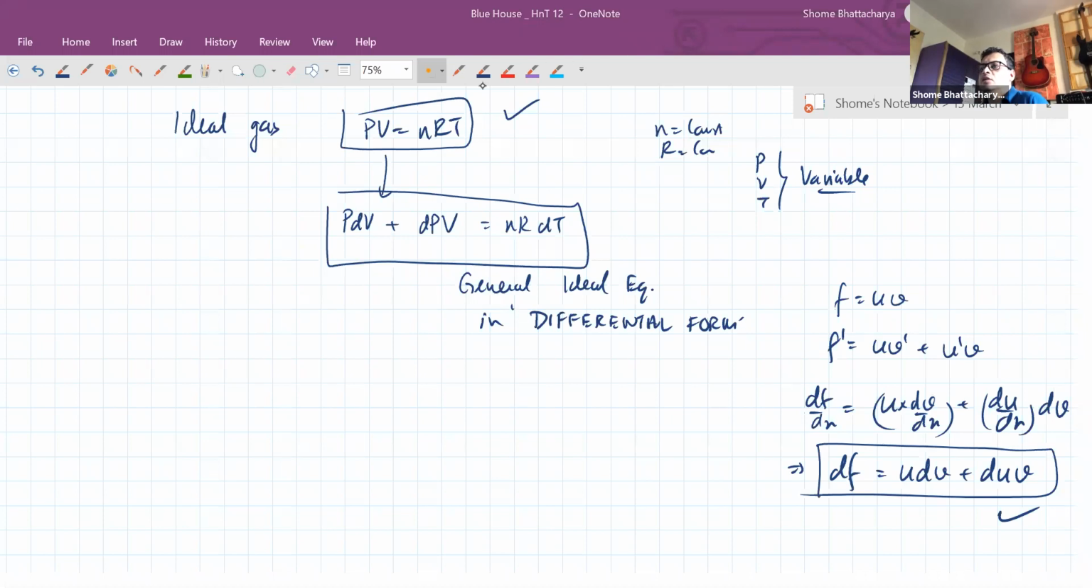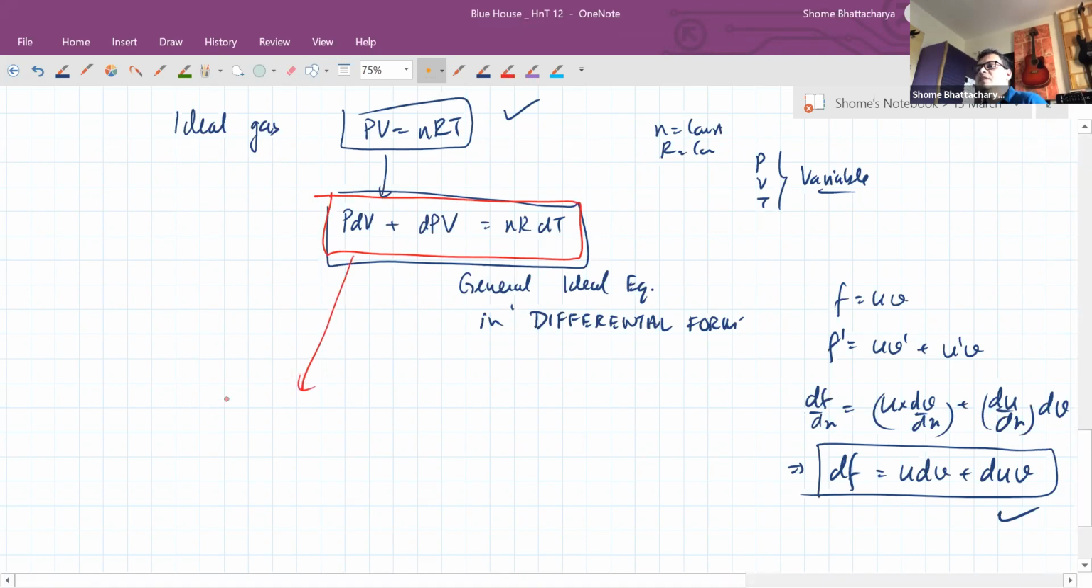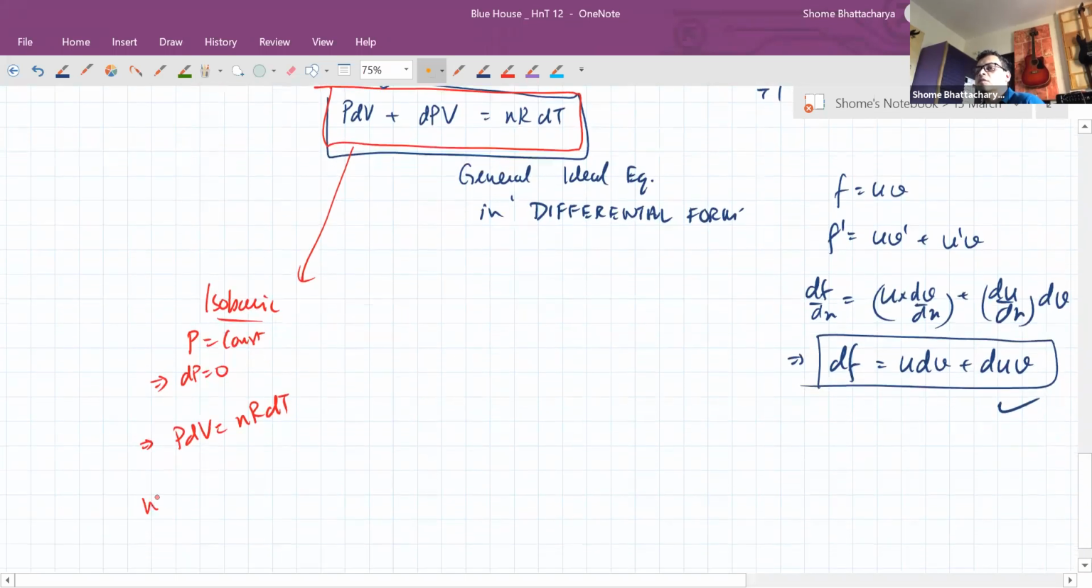Okay, I understood. So in general, when we write the ideal gas equation in differential form, we get this relation here. Now in this relation, when we specifically apply the condition for an isobaric process, P is constant, so dP becomes 0. So for an isobaric process, P dV is equal to nR dT. Therefore work done, which is the integral of P dV, can be written as P into the integral of dV. It can also be written as nR into the integral of dT. So PΔV is equal to nRΔT, which is equal to work done.